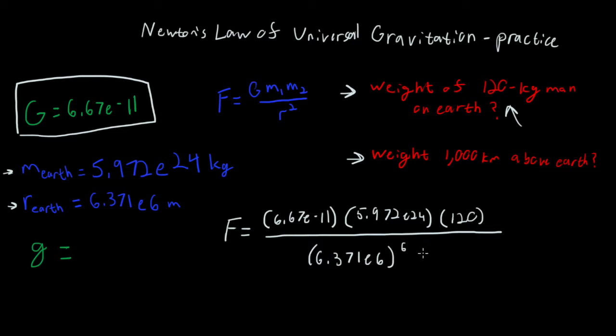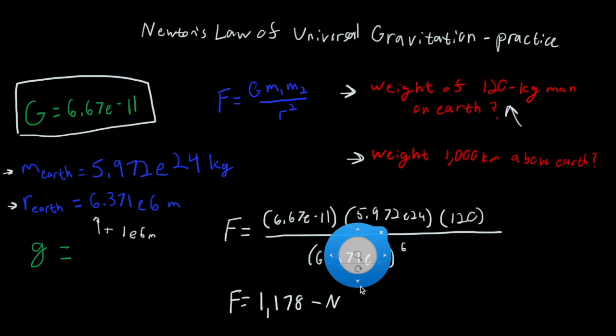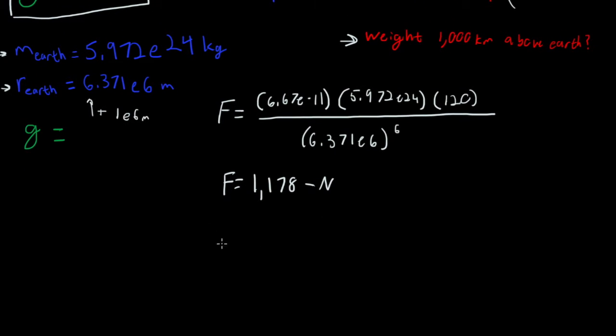So we can just plug all of that into our calculator and get our value. And when we punch those all in, we get a force of 1,178 newtons. So that'd be the weight of this man. Now, what would be their weight 1,000 kilometers above the Earth? Well, if we wanted to do that, we would just take our radius here, and we're going to add 1 e6 meters, because that would be 1 million meters.